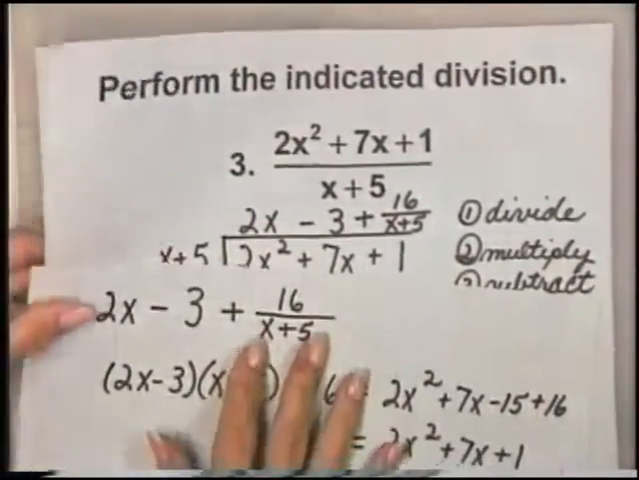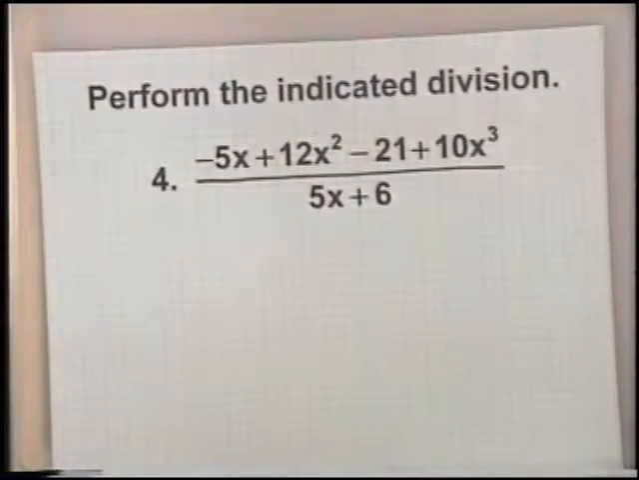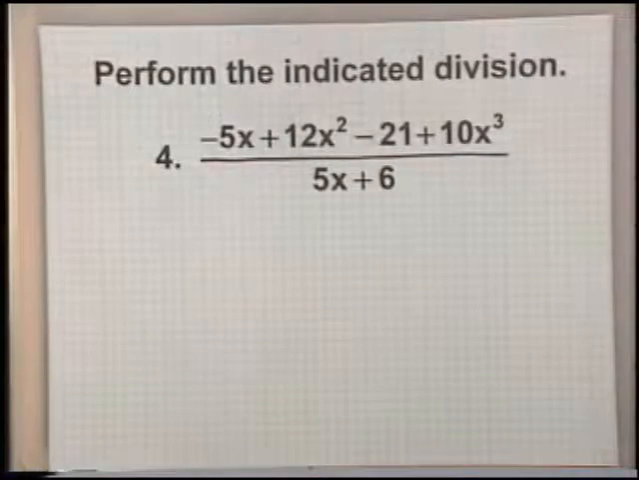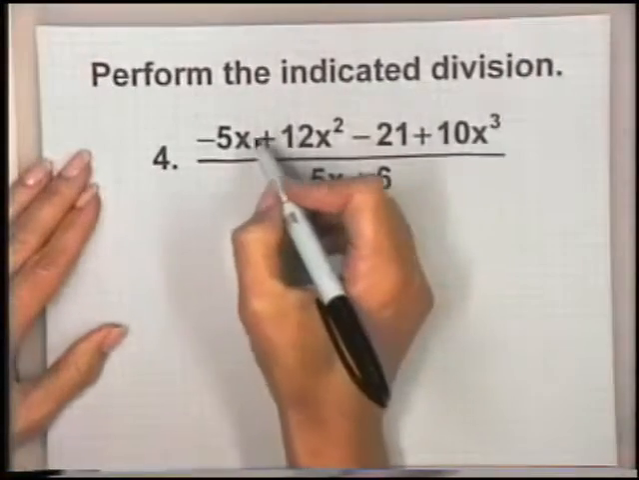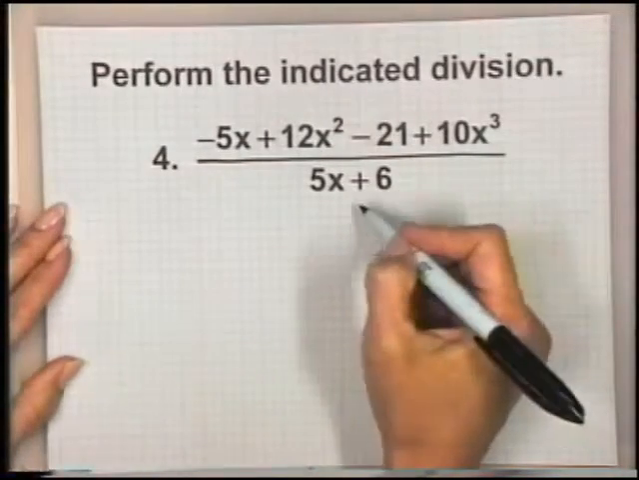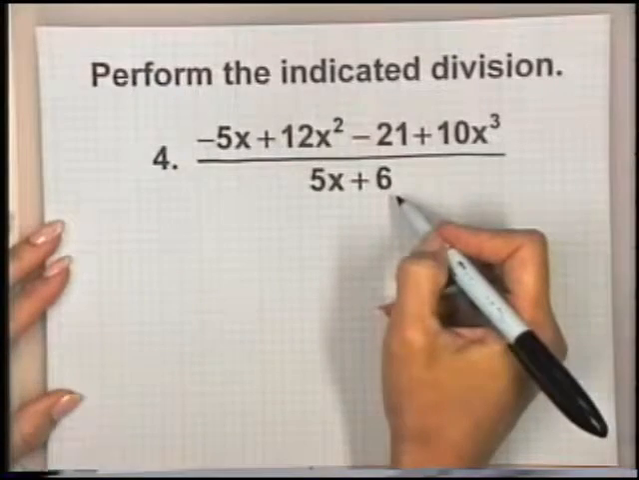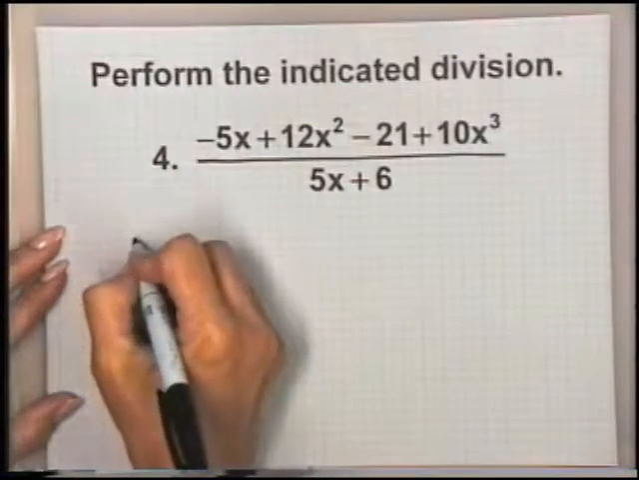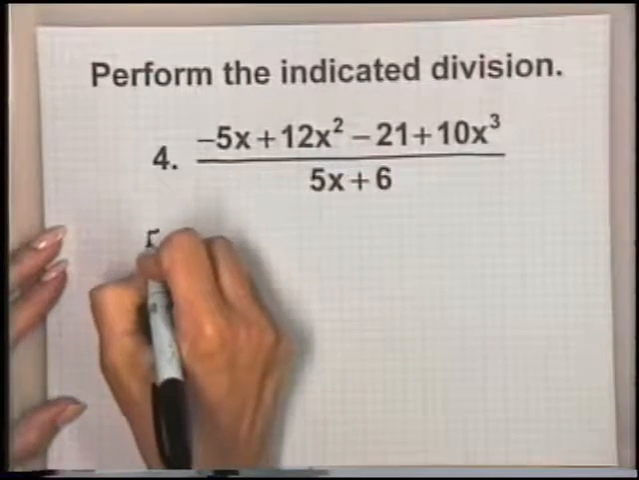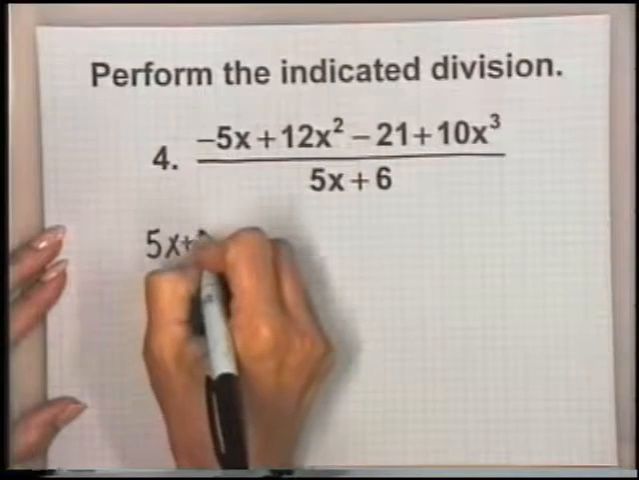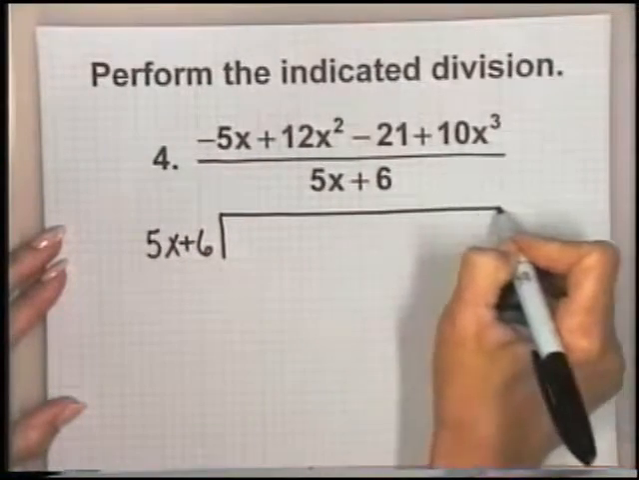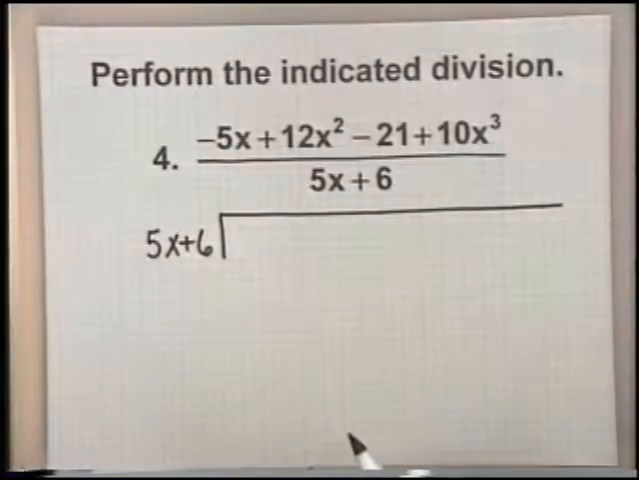Now let's look at the fourth problem. For problem number 4, perform the indicated division. We have a polynomial divided by a polynomial. Our polynomial in the denominator is a binomial. That tells us to work this as a long division problem. Remember that the denominator is the divisor, so let's write that divisor. Remember that the numerator is the dividend, so let's write that numerator.